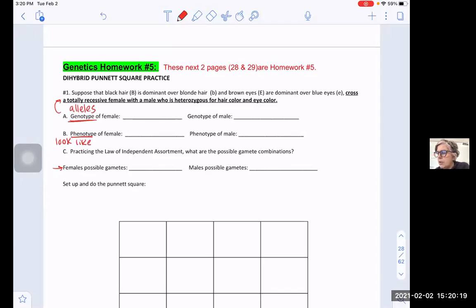So this is where you give us words to describe what she looks like. So genotype is the letters, and she has 2 traits. We're looking at 2 traits here, hair color and eye color. Phenotype is what does she look like? And then you're going to do the same for the male who is heterozygous for hair color and eye color. So you're writing down what his alleles are and what he looks like.